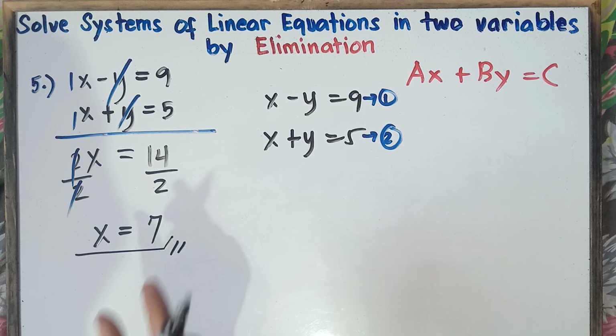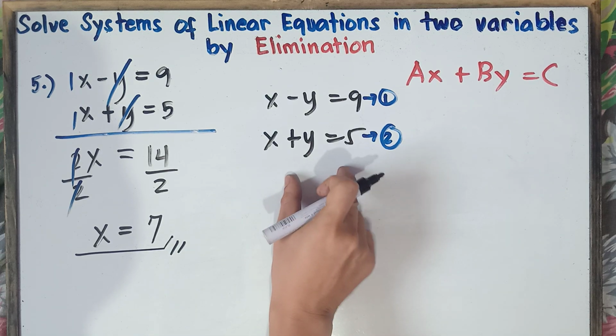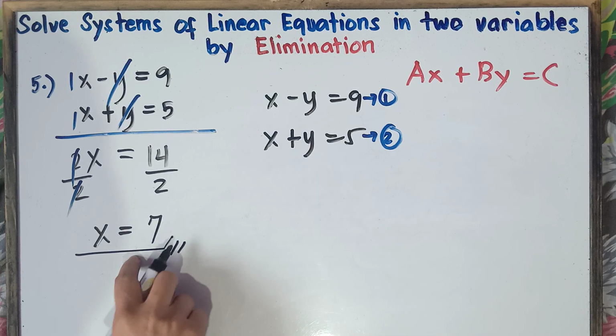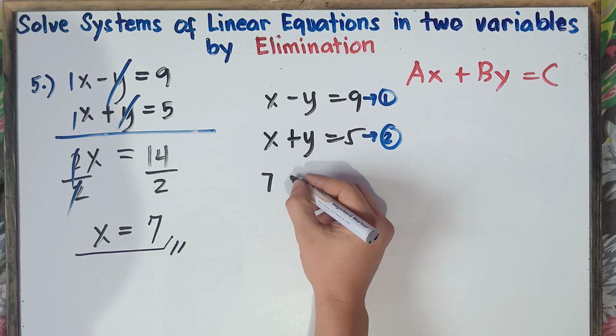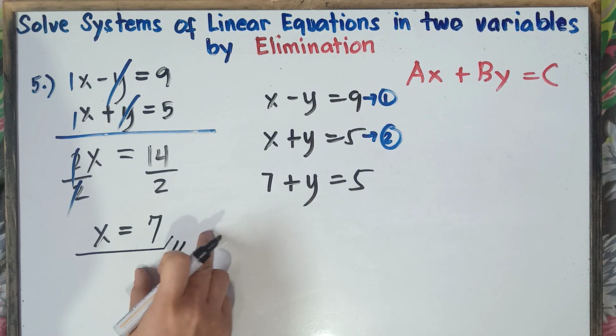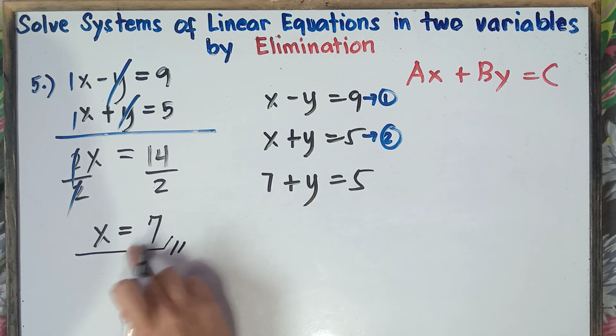Let's substitute the value of x in the second equation. Once again, x plus y equals 5. The value of x is 7, so 7 plus y equals 5. Simply substitute the value of x, which is 7.